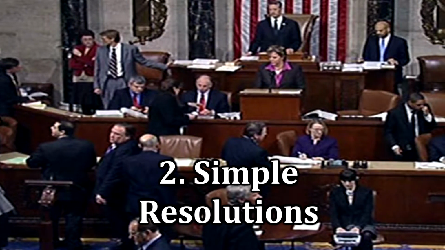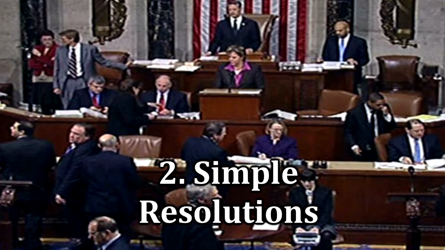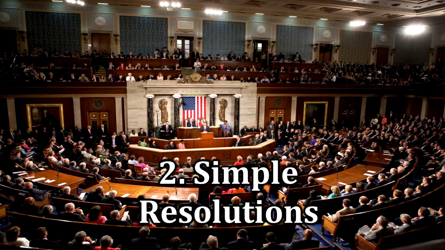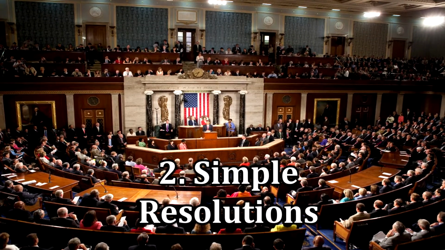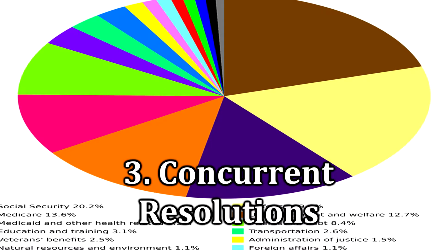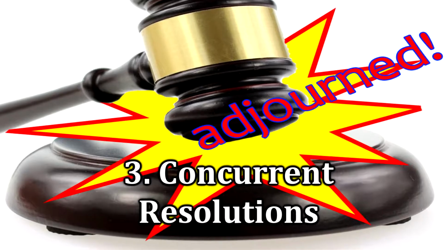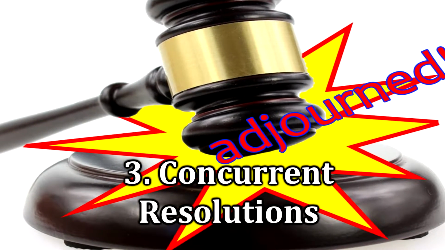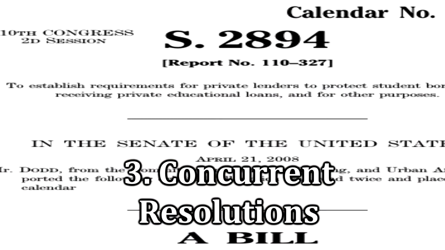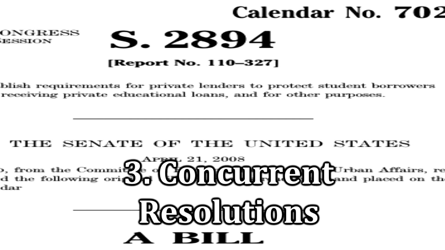Simple resolutions are a type of legislation designated by H.Res. or S.Res. They are used to express a certain sense in the chamber that it was produced in. It is not signed by the president and is not considered a law. Concurrent resolutions are a piece of legislation that are mainly used to set annual budgets or to fix adjournment dates. Concurrent resolutions are not signed by the president and are not considered law. They have the designation of H.Con.Res. or S.Con.Res.